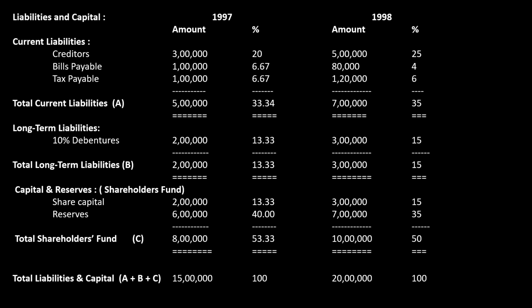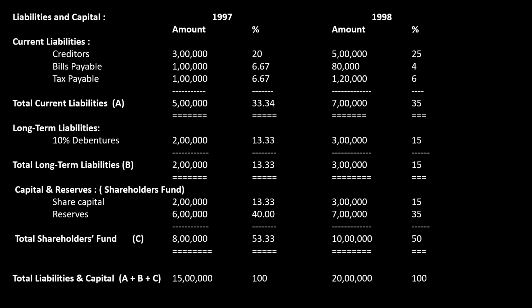Again the same way here as we did in assets, we have to take the total. What is the total here? For 1997, 15 lakh. So every item in current liability, the first item is creditors. 3 lakh by 15 lakh into 100 is 20%. Is it clear? The same way, 1 lakh by 15 lakh into 100, 6.67%.